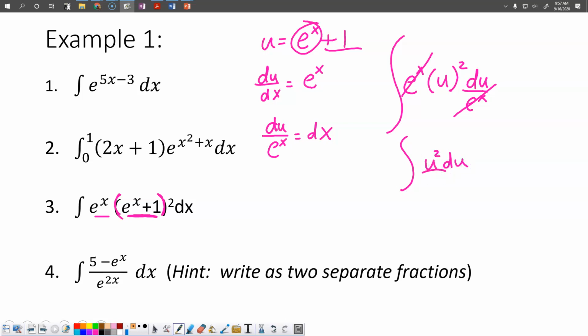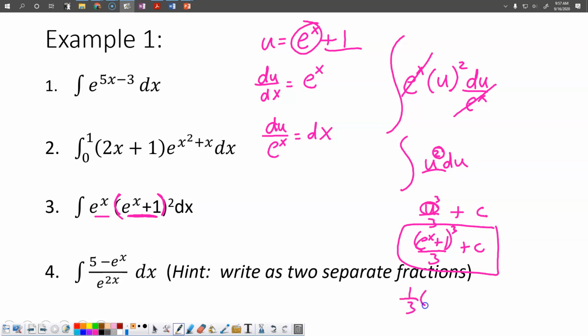Now this is a power function, right? So we get to do some old integration that we haven't looked at in a couple lessons. So we just add 1 to the power and divide by that number. Don't forget your plus c. And then we're going to replace the u with what u equals. U was e to the x plus 1. The answer can be written like that, or it can be written as a 1/3 as well.